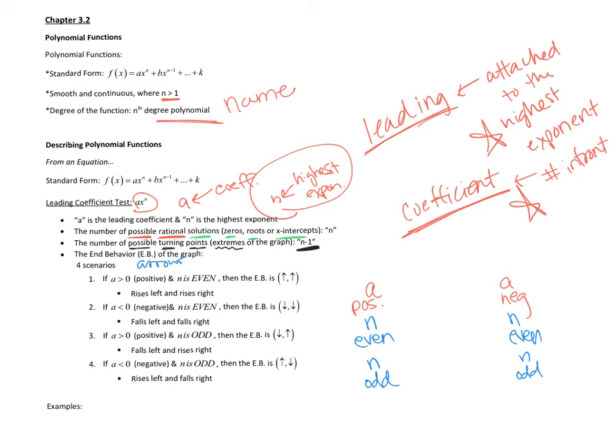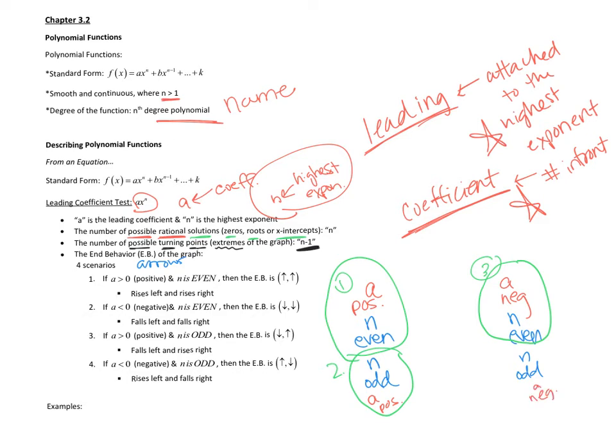So that's going to create our 4 scenarios. A being positive and N even is one scenario. A being positive and N being odd is another scenario. A being negative and N being even, that's another scenario. And A being negative and N being odd is our last scenario. So we create 4 scenarios, which we've stated here, and that's what we're looking at.